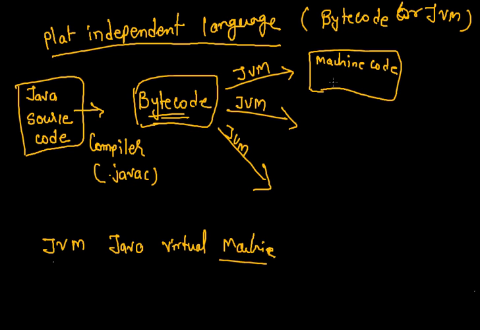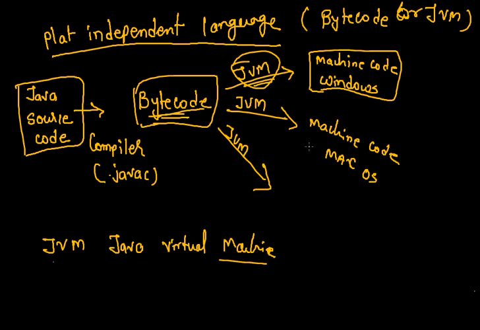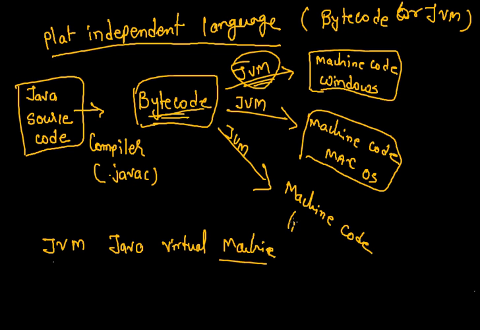Maybe this machine code could be used on Windows. So you can say this JVM is used for converting this platform independent bytecode into machine dependent machine code. This is the task of the JVM. This is the working of the JVM. There could be a different machine code for Mac OS, and different machine code for Linux or Unix, whatever you like.